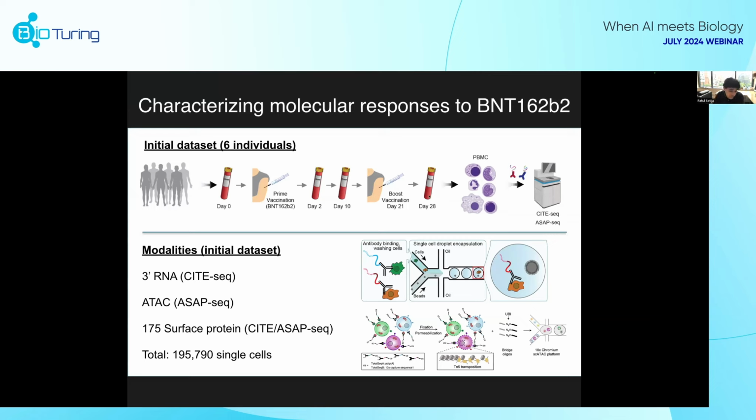We ran a couple of different technologies here on these samples to generate, I think, a reasonably large data set. The first is we ran 3' single cell RNA-seq, but we actually ran it with cell surface proteins using the CITE-seq technology developed here at the New York Genome Center. And we also ran a chromatin accessibility profile in a separate experiment, although on the same samples. We ran ASAP-seq, which enables us to measure chromatin accessibility and protein at the same time in the same samples. We always use this panel of 175 cell surface proteins for the CITE-seq and ASAP-seq experiments. We did some additional modalities, and I'll show you those in a minute, but this was our initial starting data set.